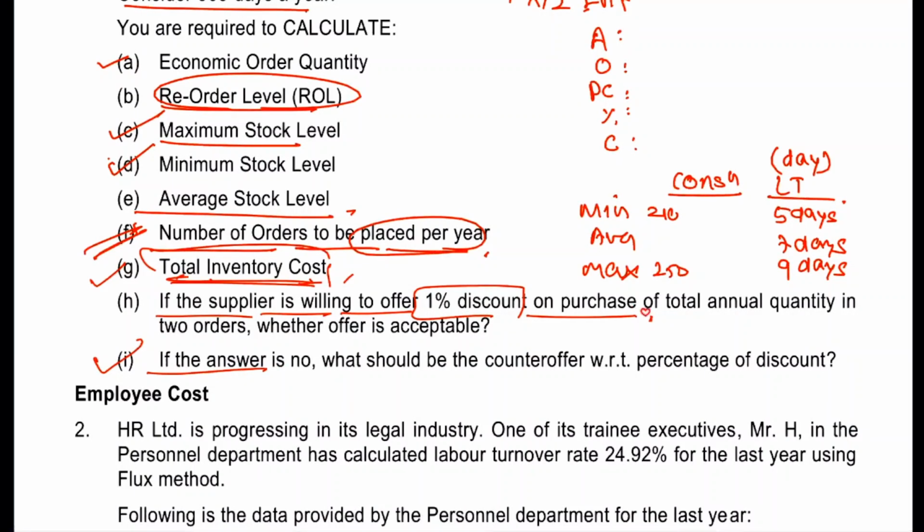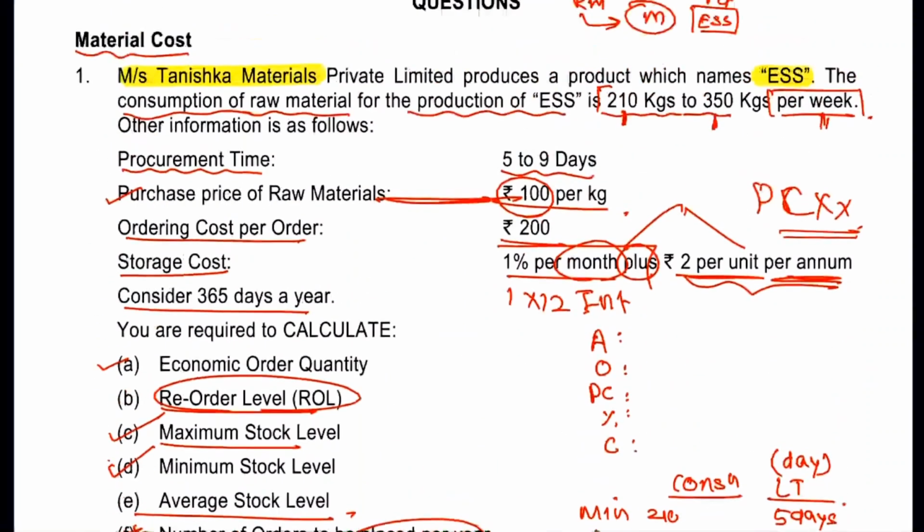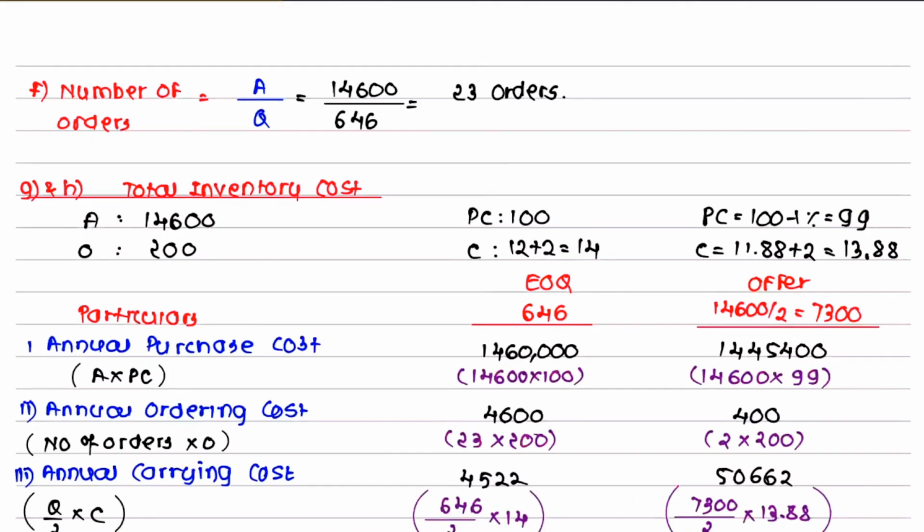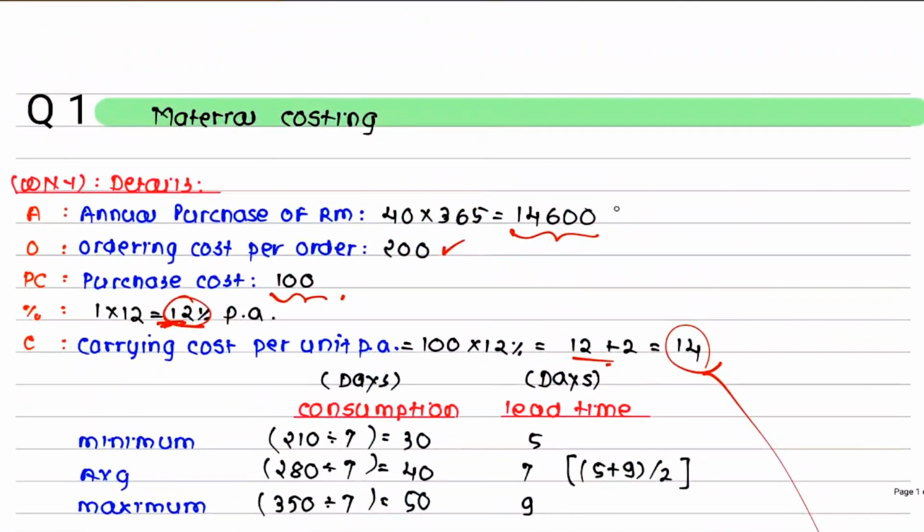Acha. So if discount on purchase price of total quantity, in how many orders he is saying? He says I will give you discount, but don't buy chota units. Buy in lump sum. बोले तो how many units at a time? 2 orders में बोले तो you need how many units in 1 year? Please check. 14,600. तो he is saying कि कितना एक में order दो? 7,300. If you place order, then I will give you discount.